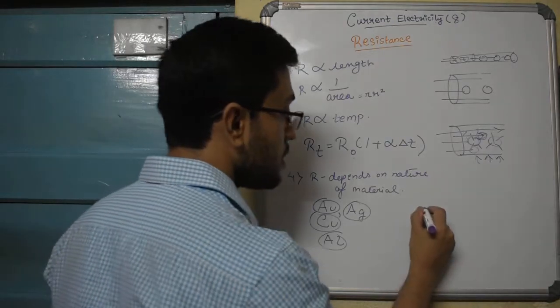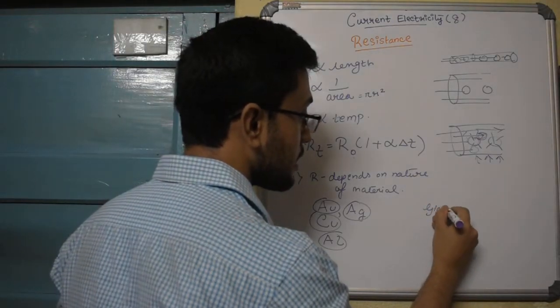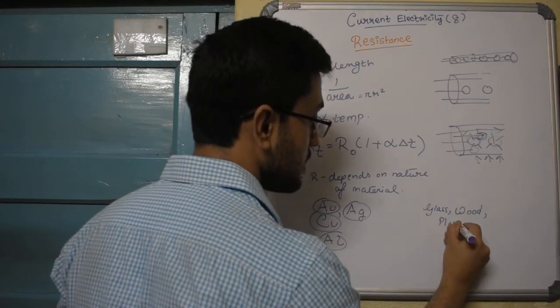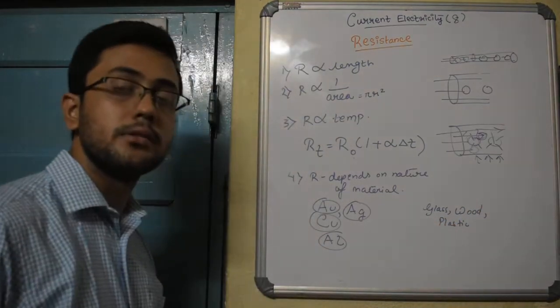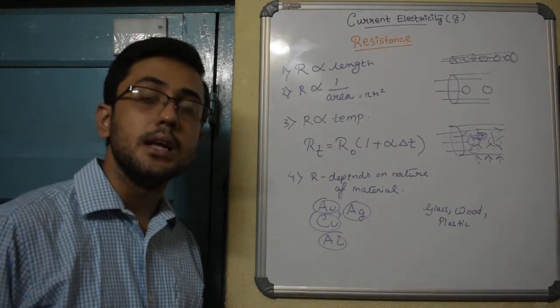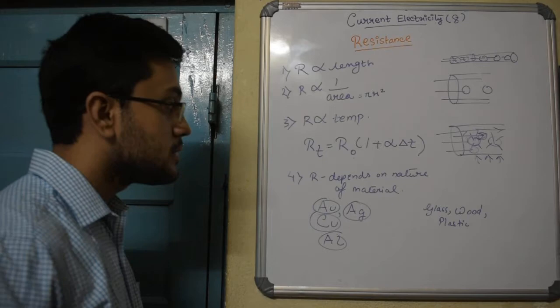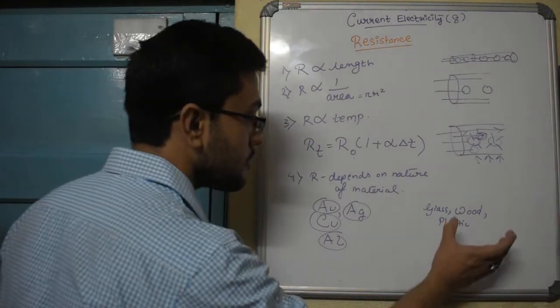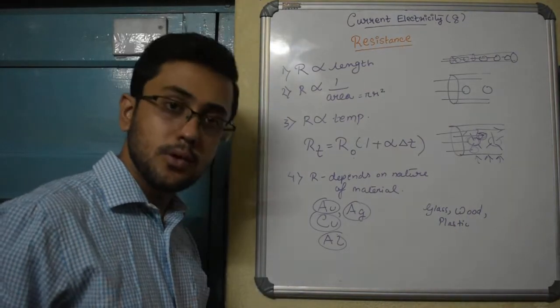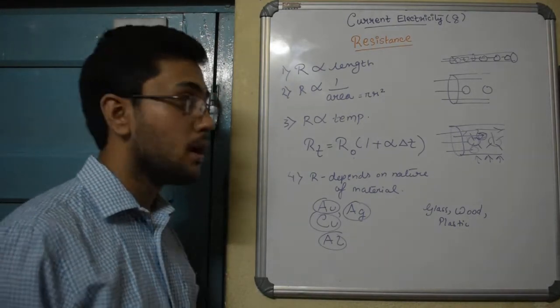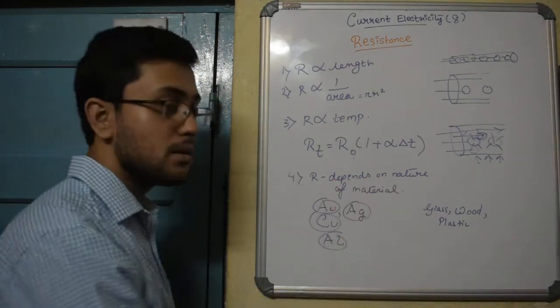At the same time, we know about something like glass, wood, plastic. These are poor conductors of electricity, or we can say they are insulators. They do not allow electric current to flow easily through them. So that obviously means that in this kind of insulators, the resistance offered to the flow of current is greater as compared to this kind of conductors. So that is why we say resistance depends on the nature of the material.